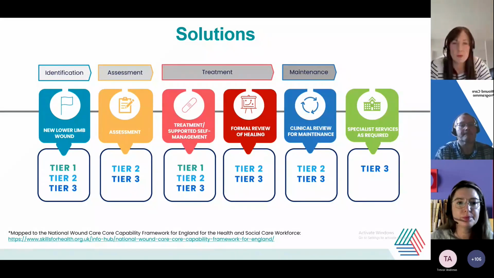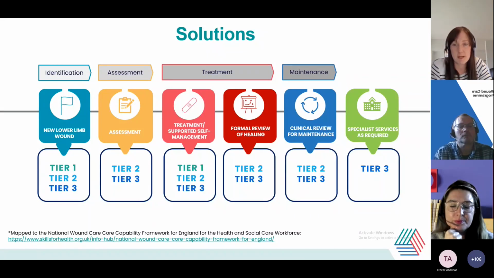This has informed some additional national work for us to map the tiers of the core capability framework right along the lower limb clinical pathways, setting out what level of skill and knowledge is going to be required at each stage of providing lower limb care. We've also reflected that there's the need to further explore how to go about educating the workforce.